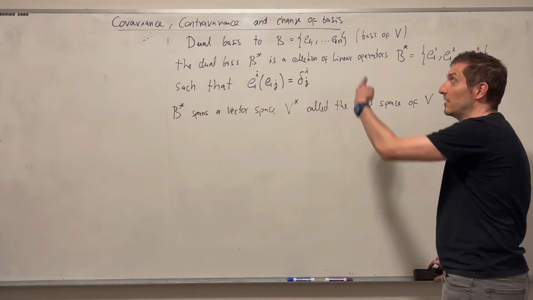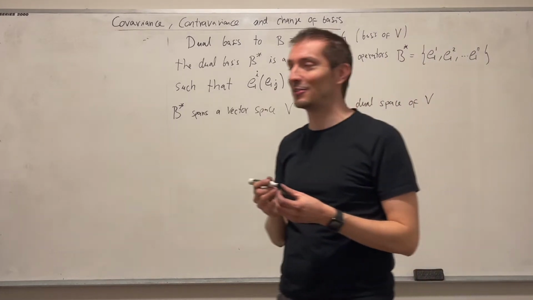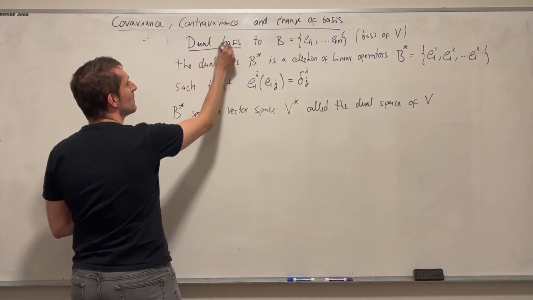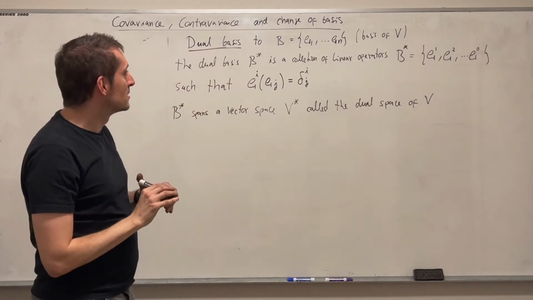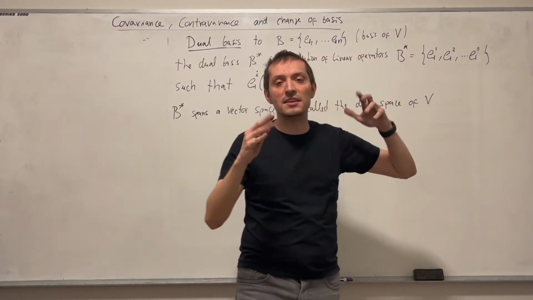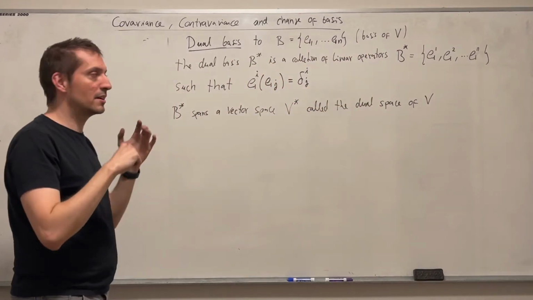But you know that these are vectors. They have serifs, they are vectors. So I'm going to define the notion of the dual basis to a basis of a vector space V. So keep in mind that I have B being a basis of the vector space V, an n-dimensional vector space.